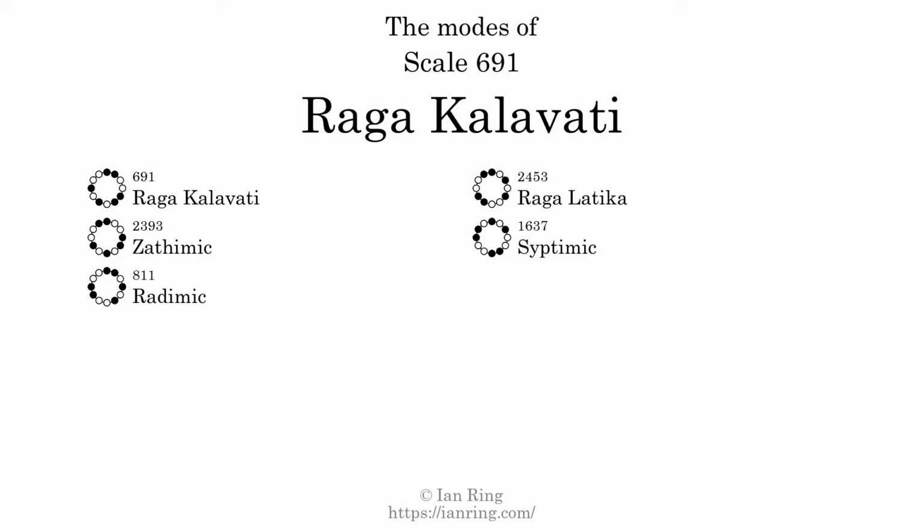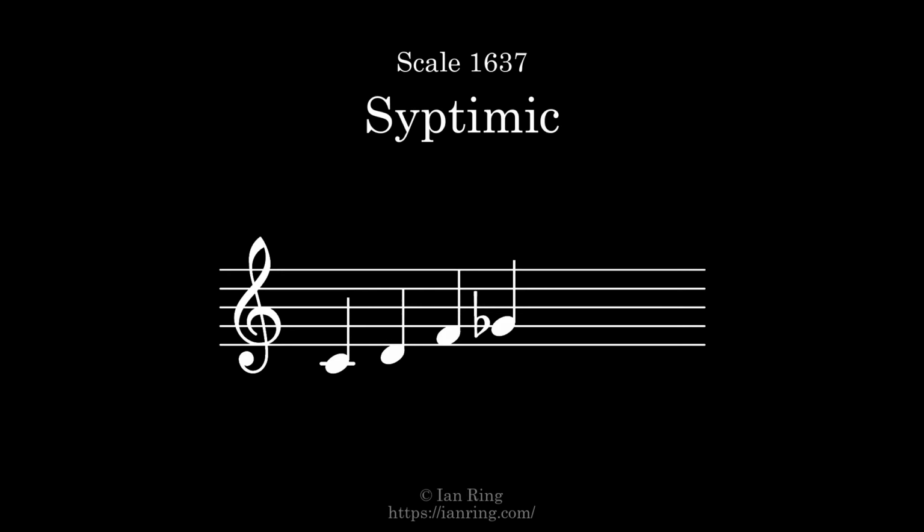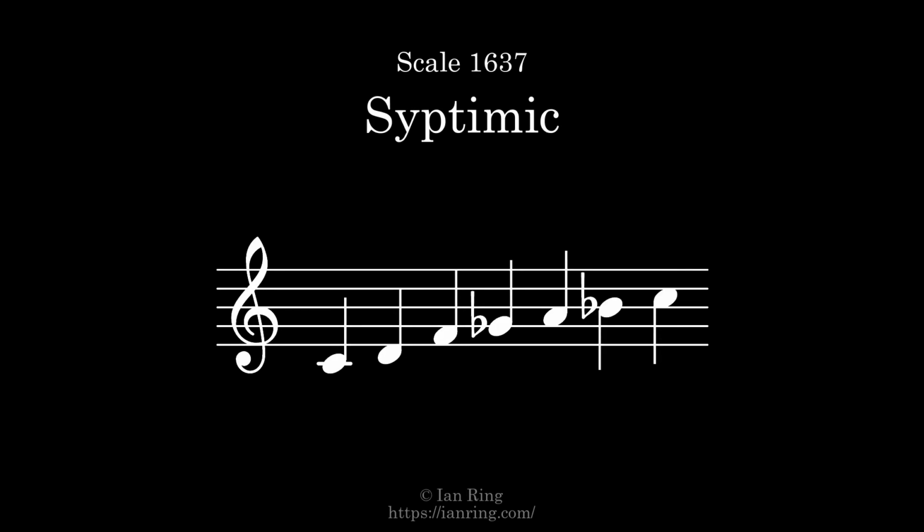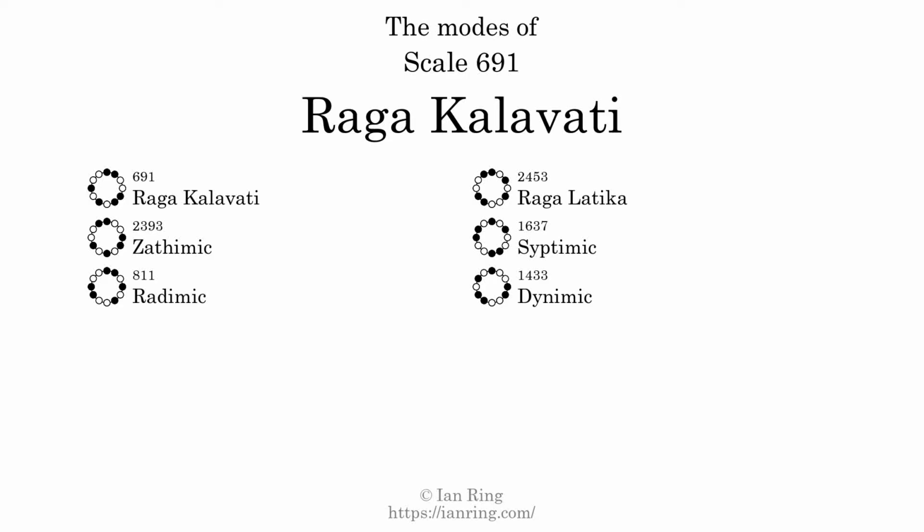The fifth mode is scale 1637, also known as Xythemic. It sounds like this. The sixth and last mode is scale 1433, also known as dynamic. It sounds like this.